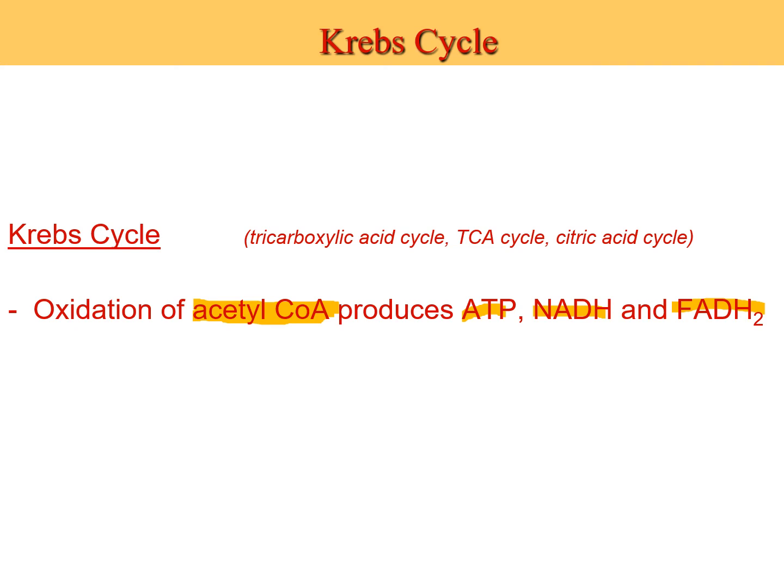Now, this oxidation of acetyl-CoA has a name. It actually goes by several names, and students get confused because they start listening to other sources, looking things up, and they start getting confused because it's being called something else, but looks like it's the same. Well, they're all the same. Krebs cycle, tricarboxylic acid cycle, TCA cycle, citric acid cycle, they're all the same. They all refer to oxidation of acetyl-CoA. And I'm going to stick with Krebs cycle.